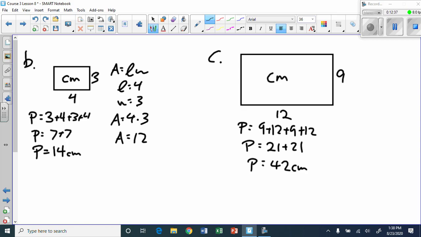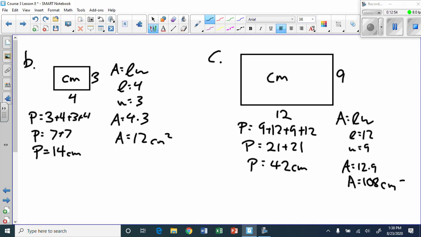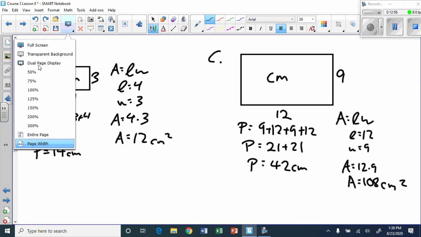Area equals 12, and we know that would be centimeters squared. And here, area equals length times width. If length is 12 and width is 9, area equals 12 times 9. Area equals 108 centimeters squared.